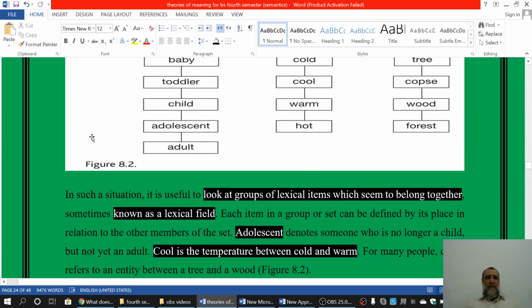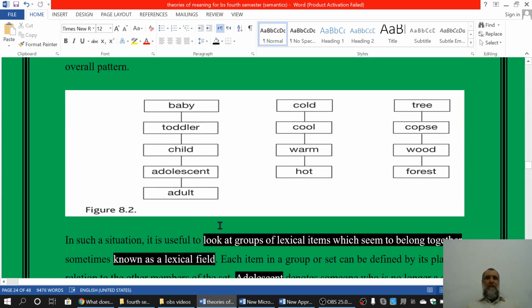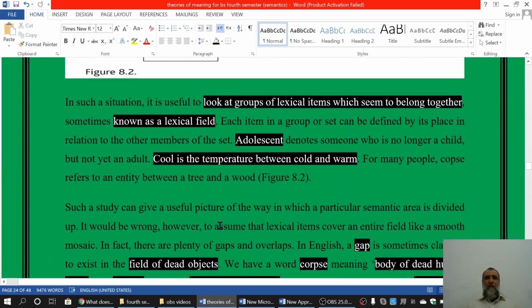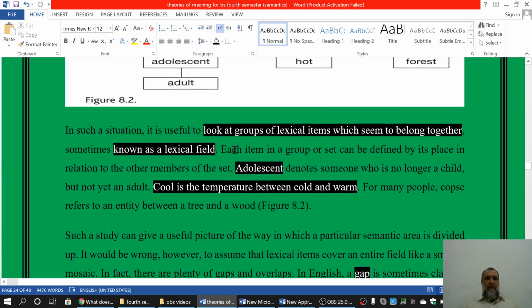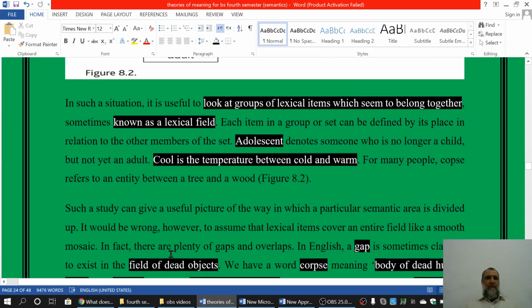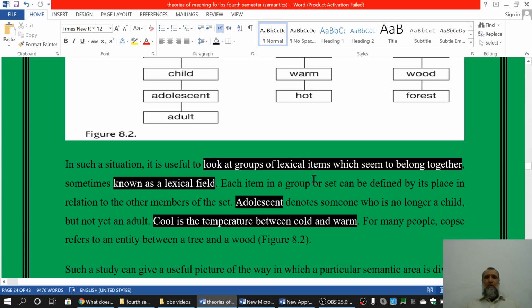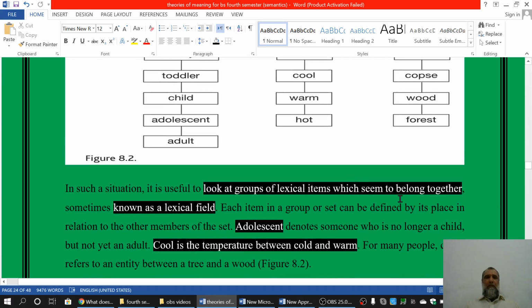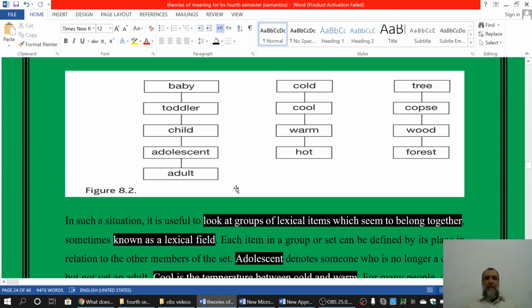And we also discussed these groups of words which refer to the semantic field. Let us do this one also, though I have explained this earlier. So let us describe them. In such a situation, it is useful to look at groups of lexical items which seem to belong together. This is referring to semantic field, sometimes known as lexical field. It is also called lexical field. Each item in a group, these are the three groups.